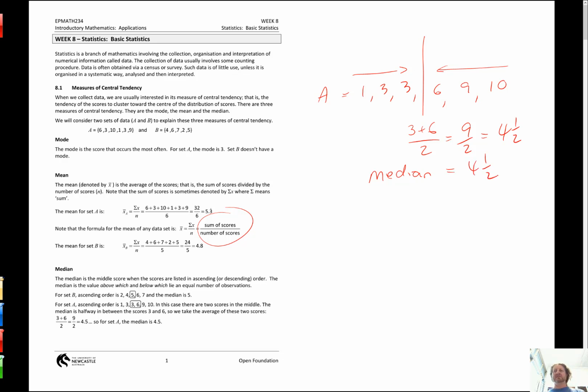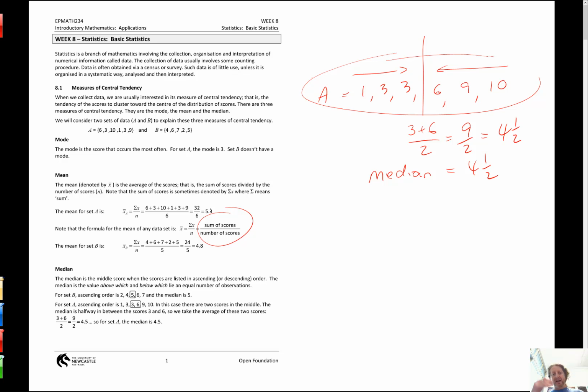Now I can understand thinking, well, hang on, 4.5 isn't even one of the scores. How is it the median score? Well, that's how median is calculated. Yes, if you're asked for the median score of these 6 scores, the median score is 4.5, because that's the number that would lie in the middle. Okay, so it's more confusing actually.